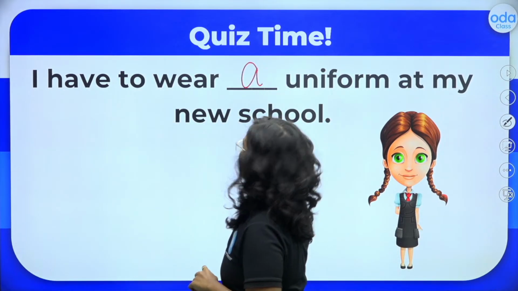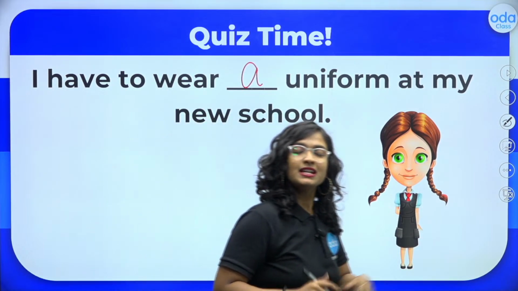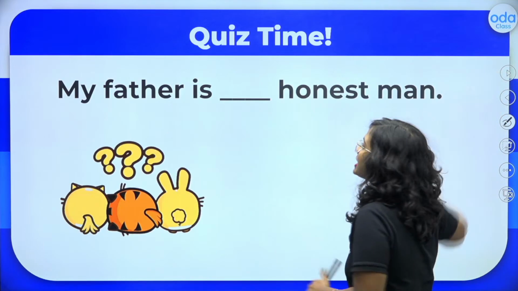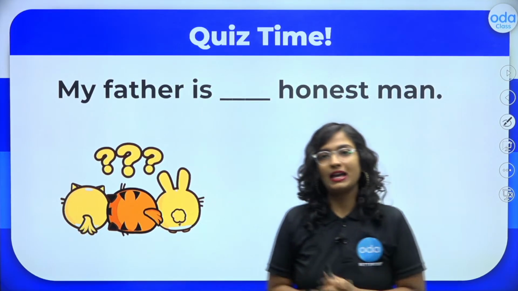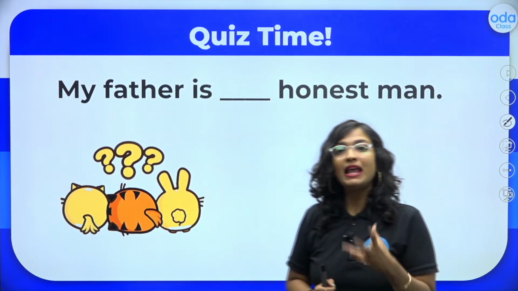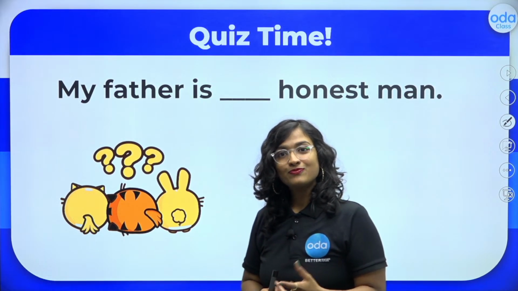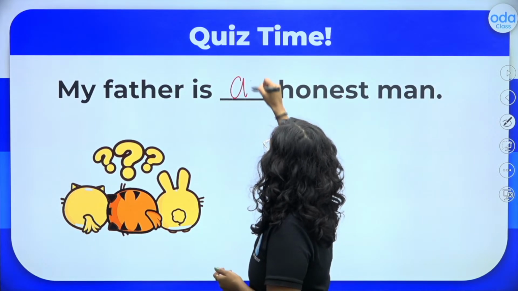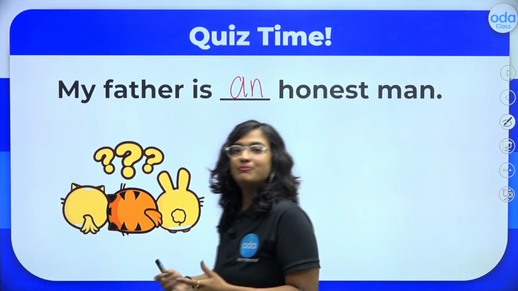I will use my article A because uniform, just like university, starts with the sound "yoo." Let's try one more question. Tell me here, students. My father is blank honest man. Now, honest starts with O, right? Not with H. O is a vowel sound, so we will use an here. My father is an honest man.